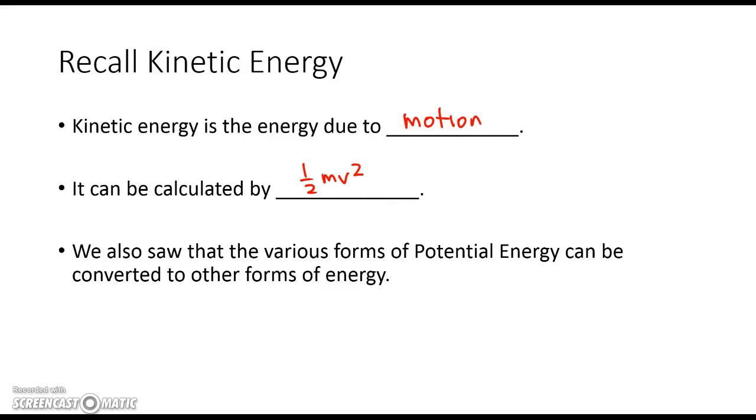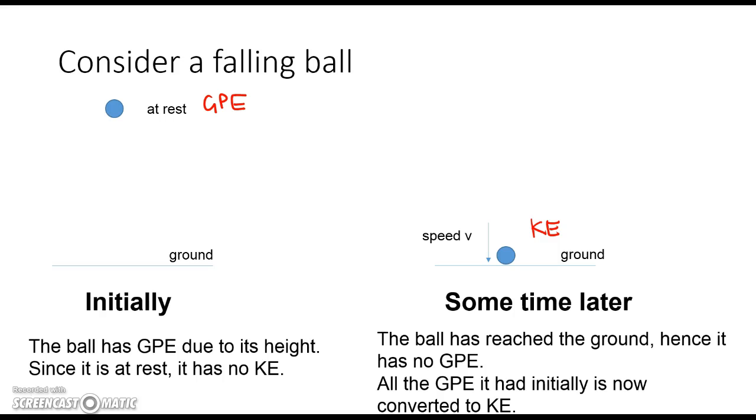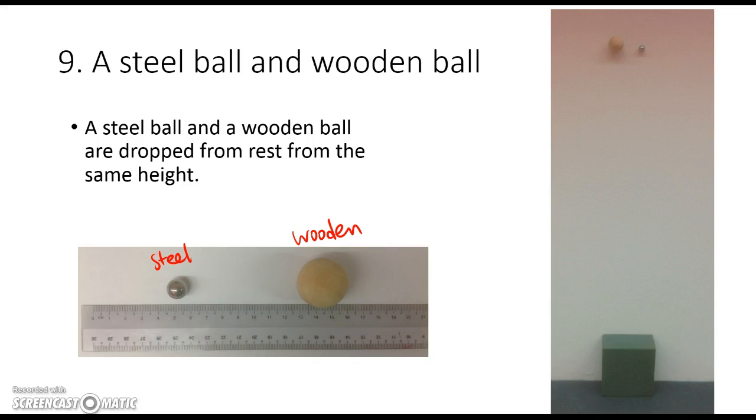Recall that kinetic energy is the energy due to motion, and it can be calculated by half mv squared. We also saw that the various forms of potential energy can be converted to other forms of energy. For example, consider a falling ball at rest. It will have gravitational potential energy, and when you release the ball, the gravitational potential energy is converted fully to kinetic energy when it hits the ground. So that is one example of gravitational potential energy being converted to kinetic energy of a falling ball. Now let's look at the demonstration.